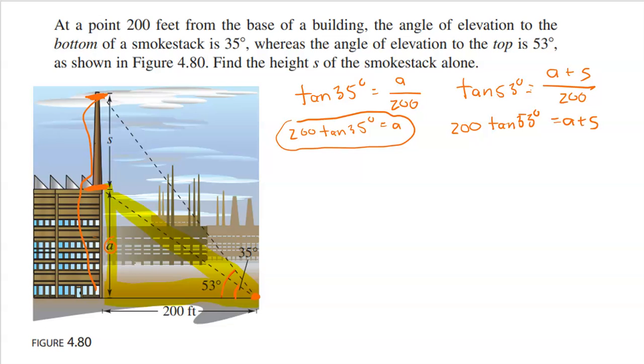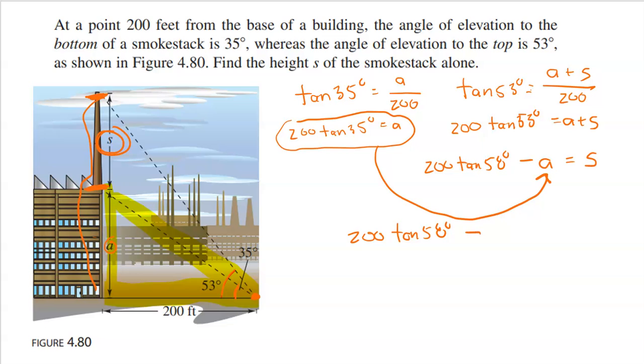The question wanted me to find S. I was trying to find the height of the smokestack. So I'm going to subtract A. So 200 times tangent of 53 degrees minus A equals S. Now I'm just going to substitute in 200 times tangent of 35 degrees for A. So 200 times tangent of 53 degrees minus 200 times tangent of 35 degrees equals S. The reason I didn't calculate what A was is that I didn't want to round in the middle of a problem. I'd rather keep it exact, 200 times tangent of 35.